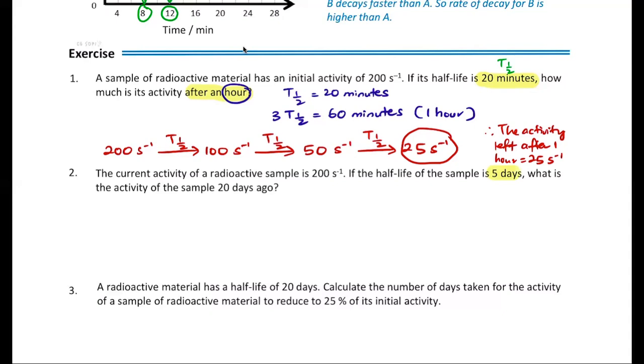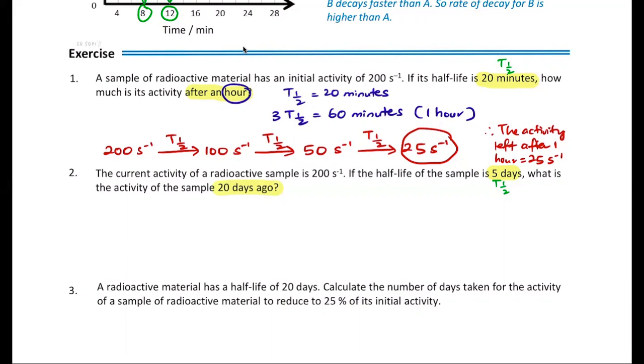You are given the half-life is 5 days. What is the activity of the sample 20 days ago? Okay, VJ got 3,200. What about the rest? Jaden also got 3,200. Okay, 3,200 also, yes. Ryan also got the same.